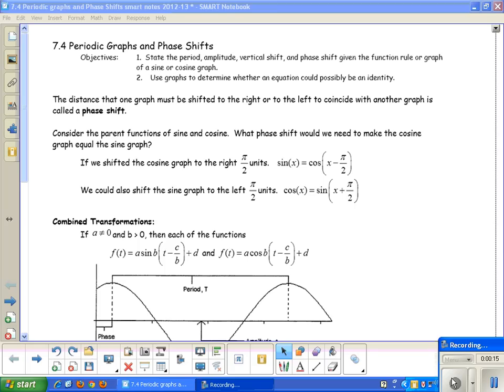The distance that one graph must be shifted to the right or left to coincide with another graph is called the phase shift. So it's really just a horizontal shift, just a different name for it. Consider the parent functions of sine and cosine. What phase shift would we need to make the cosine graph equal the sine graph?